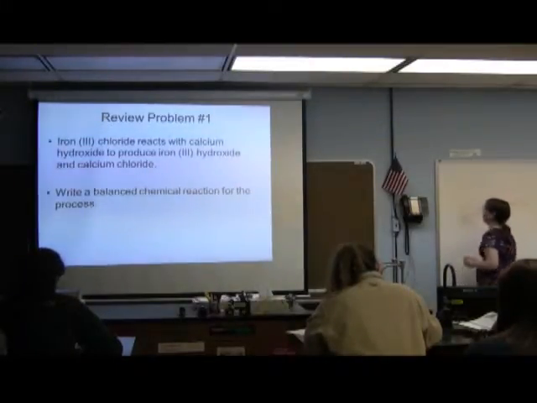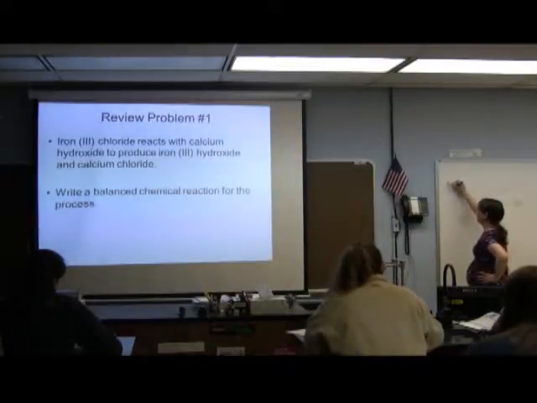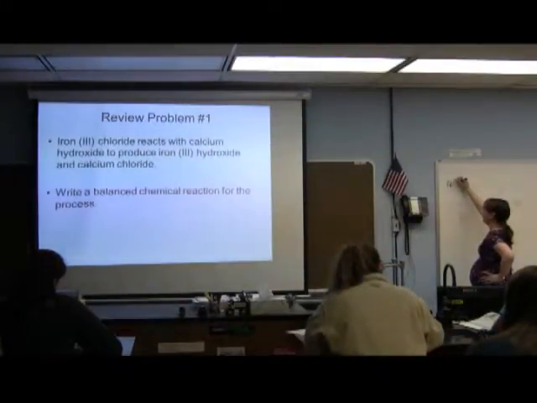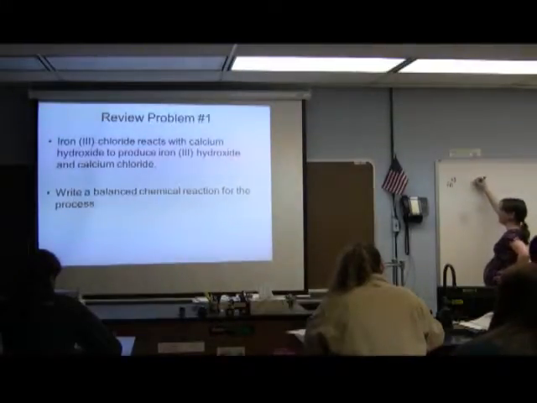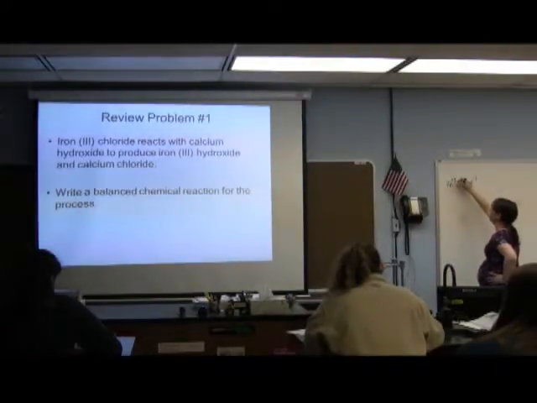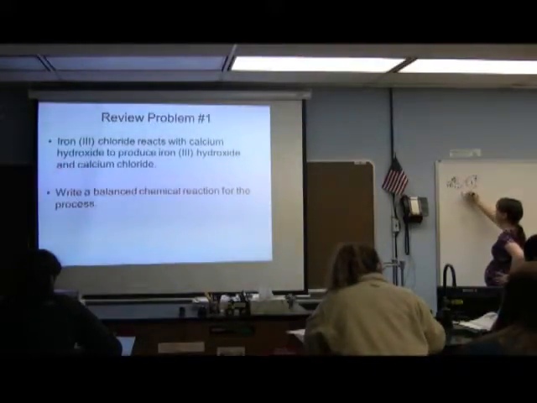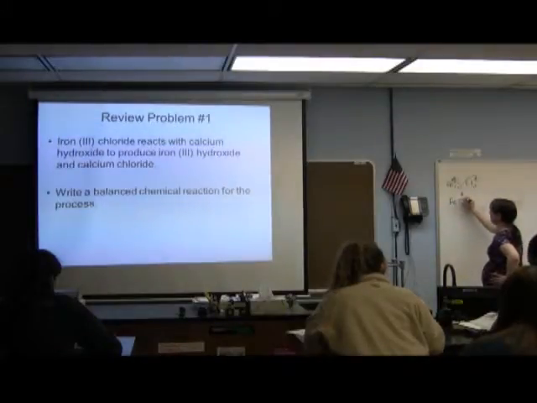Iron 3. How do we represent that ion? What do we write? Fe with what charge? 3 plus. Right. And chloride, what's the symbol for that? Cl minus 1. So when I write the formula for iron 3 chloride, how do I know what to do? We use the crisscross method, right? I've got 3 of them in the superscript, 1 of them in the superscript. That gives me FeCl3.